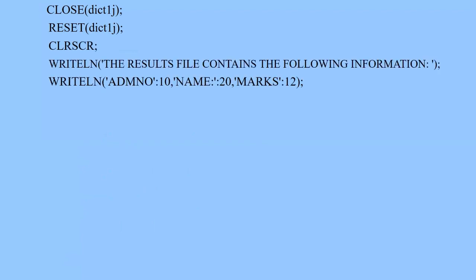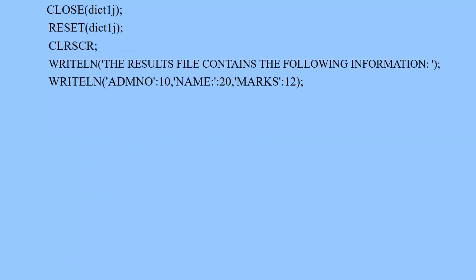Then we close that file using that statement. We reset the file, then we clear the screen, and then we now display the following on the screen. The results file contains the following. Remember, you are resetting so as to allow us to do the reading from the start. Then we display the headings, animation number formatted 10 spaces, name formatted 20 spaces, and marks formatted 12 spaces. We underline each of them formatted in the same manner.